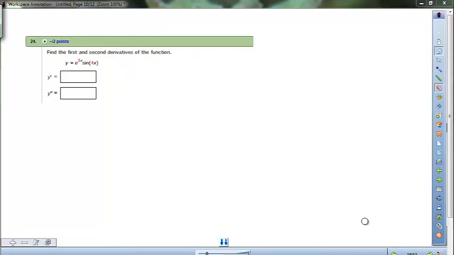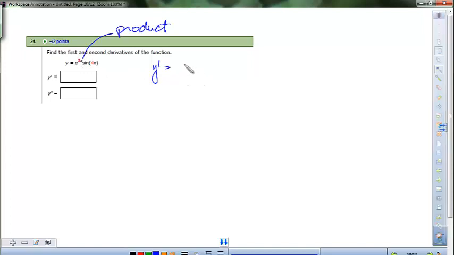Let's take a look at the derivative of this function. We have to look at this as a big picture. The big picture is that there's a product rule. And within the product rule, we're going to apply the chain rule. So let's see how this is going to work. Y prime is equal to the derivative of the first, and let's do this slowly. E to the 5x times the second.